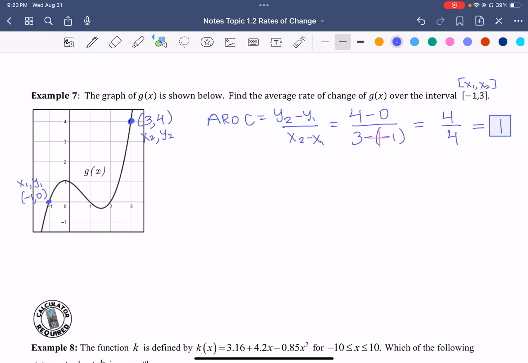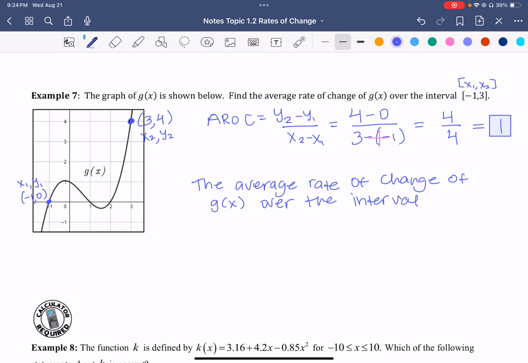Okay? Now, since this was a free response question, technically you are supposed to write a sentence for it. So we can say the average rate of change of g of x over the interval from -1 to 3 is 1.